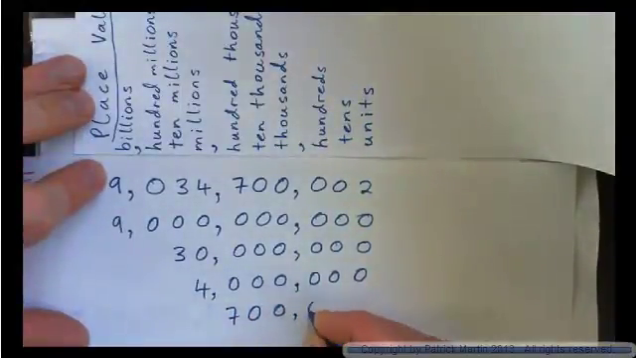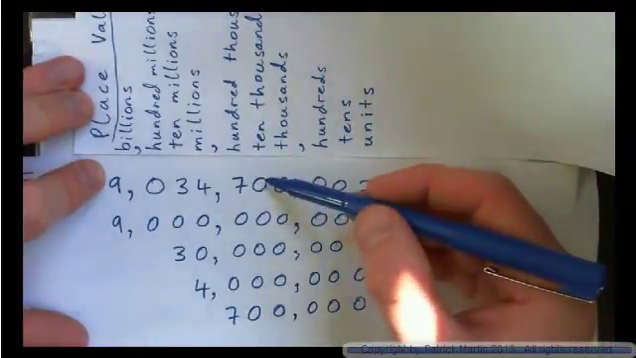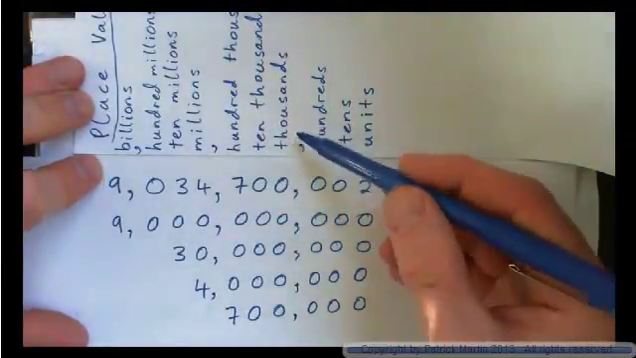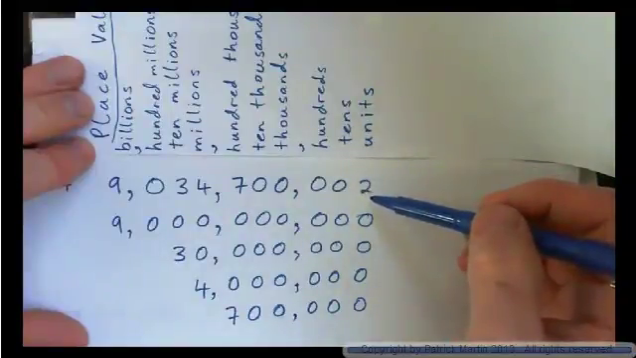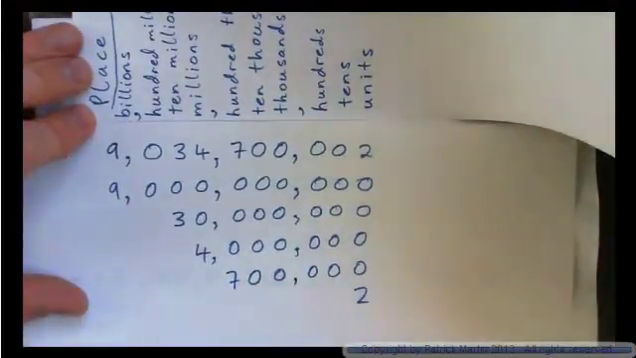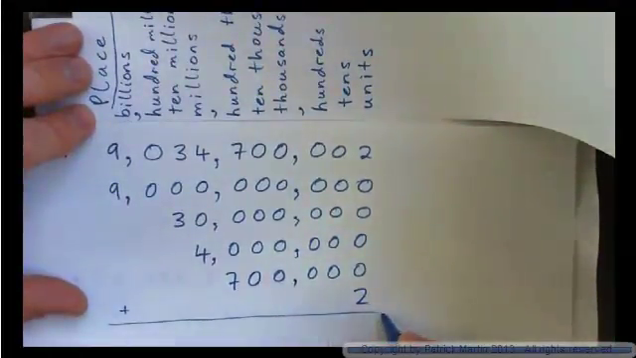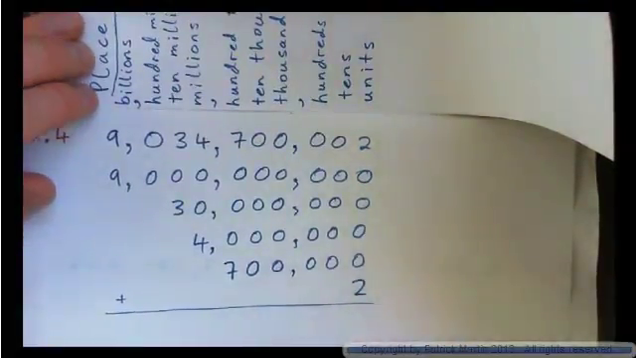700,000, right? What next? 0 10,000s, 0 thousands, 0 hundreds, 0 tens, and how many units? 2. So you just put 2 there, right? Now if you add all that up, it should be the same as the number at the top. So add them all up and see if it's the same thing.